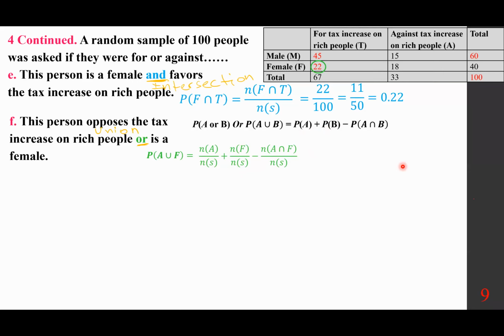100. But over here, how many A's? Total of 33. How many F's? Total of 40. But how many are in common between the two? And that is 18. 18 is in common. Now, 18 is accounted for females as well as against. So it's been accounted for 2 times. That's why we're going to subtract that. The reason we subtract is because it's been accounted for 2 times, everybody. And it becomes 55 over 100. And of course, you can simplify.